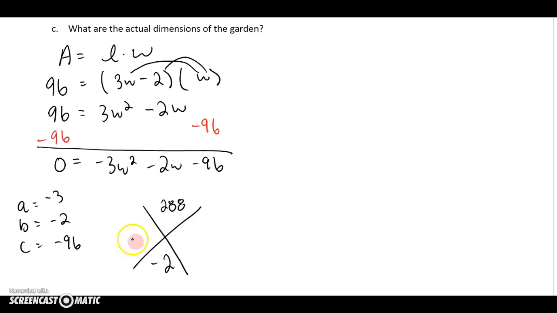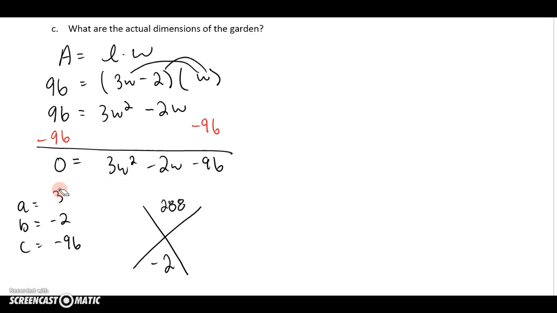So I actually had to pause the video for a second. You probably didn't catch that, but I was looking at this and saying there is not going to be any two numbers that multiply to make 288 and when added together make negative 2, because the only way to make a positive number up here would be two positives or two negatives. And there's no way that two numbers that multiply to make 288 are going to add to make negative 2. They're just not going to work out. So I went back and realized that my a value went from 3W squared to negative 3W squared. So let me fix that here.